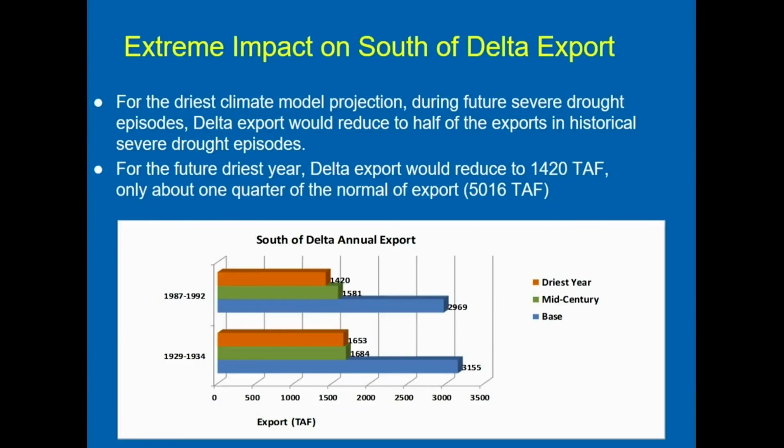Overall, no matter if it's a wet year, above normal year, or drought year, this is the base. So you can see for the driest climate model projection, due to the future severe drought period, export will reduce to half of the export in the historical severe drought period. For the future driest year, 1 year, export will reduce to 1420 TAF, only about 1/4 of normal export. Normal export is 5,000 TAF.